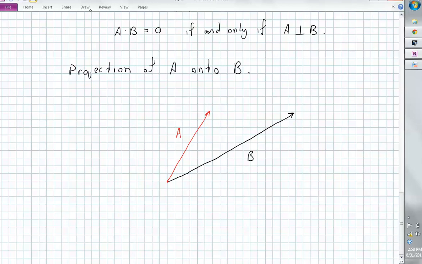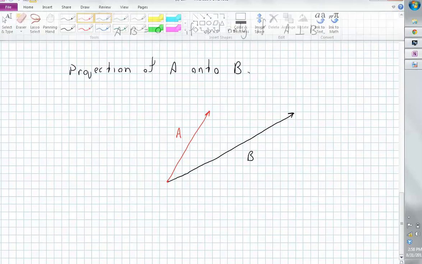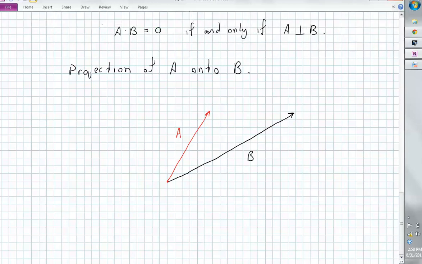A really common thing to want to do is to try to figure out the piece of A that lies in the direction of B. So this is a generalization of the thing that I was just telling you about in physics, where you want to find, say, the horizontal component and the vertical component of a force or of a velocity.